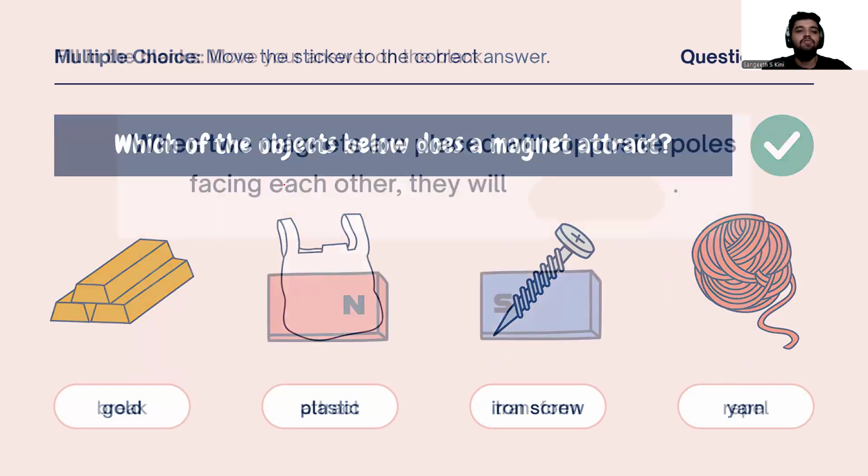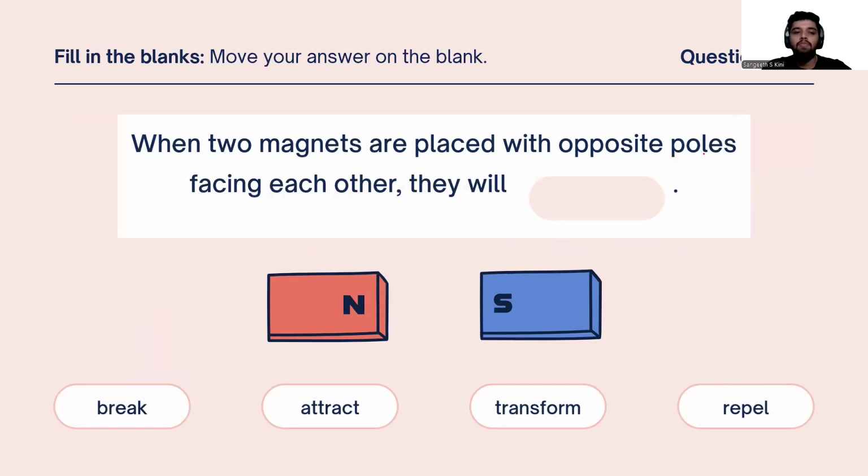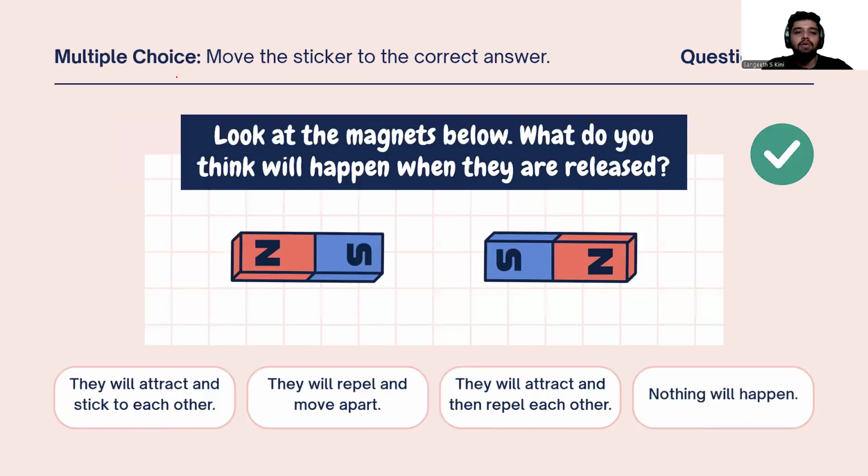The next one: when two magnets are placed with opposite poles facing each other, they will what? If it is north and if it is south, what happens? Will it break, attract, transform, or repel? North and south are unlike poles, so they will attract. Yes, very good.